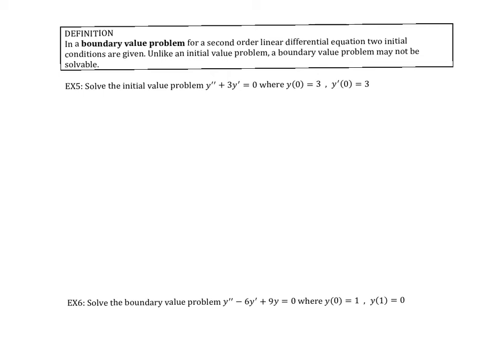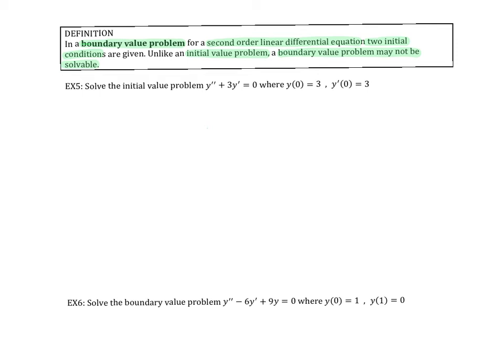So now we're going to look at solving a problem with initial conditions, but we do have to be careful with second order differential equations. Sometimes, even if you have initial conditions, there still will not be a solution to your differential equation. So we call these boundary value problems, where they're going to be second order linear differential equations. We're going to have two conditions, one for the function itself, one for the first derivative, usually. So unlike our usual initial value problem, a boundary value problem may not be solvable. Okay, so even if you have initial conditions, there still might not be a solution to your differential equation.